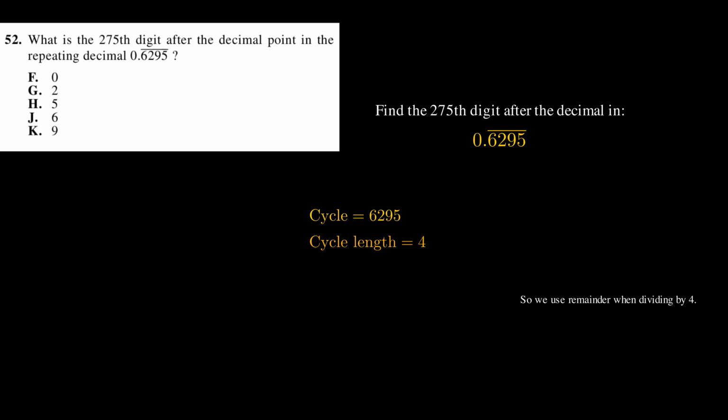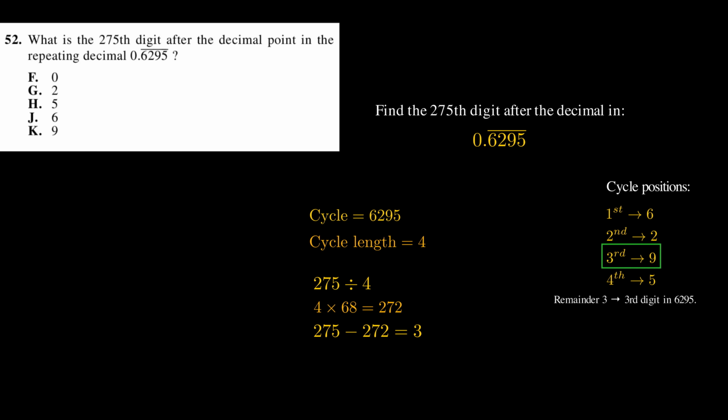We want the 275th digit. Since the cycle length is 4, we divide 275 by 4. 4 goes into 275 68 times. 4 times 68 is 272. 275 minus 272 is 3, so the remainder is 3. That remainder tells us which position in the cycle we land on.